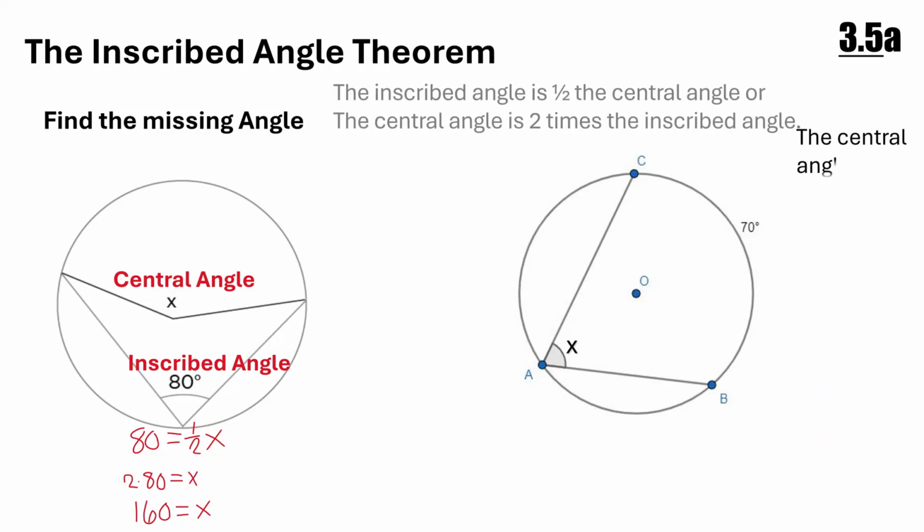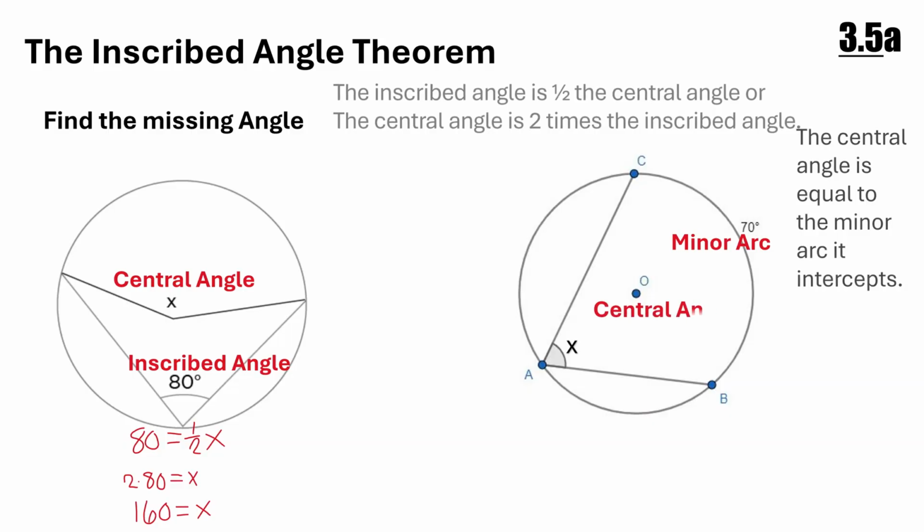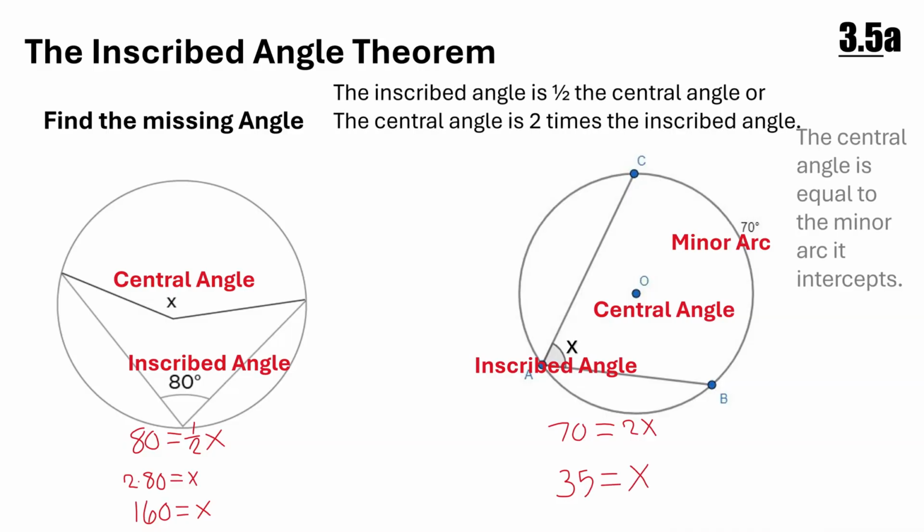Recall, the central angle is equal to the minor arc it intercepts. 70 degrees is the minor arc. COB would be the central angle. Angle CAB is an inscribed angle. By the inscribed angle theorem, 70 degrees is 2 times x. So 70 equals 2x, solved by dividing both sides by 2 to get x equals 35.